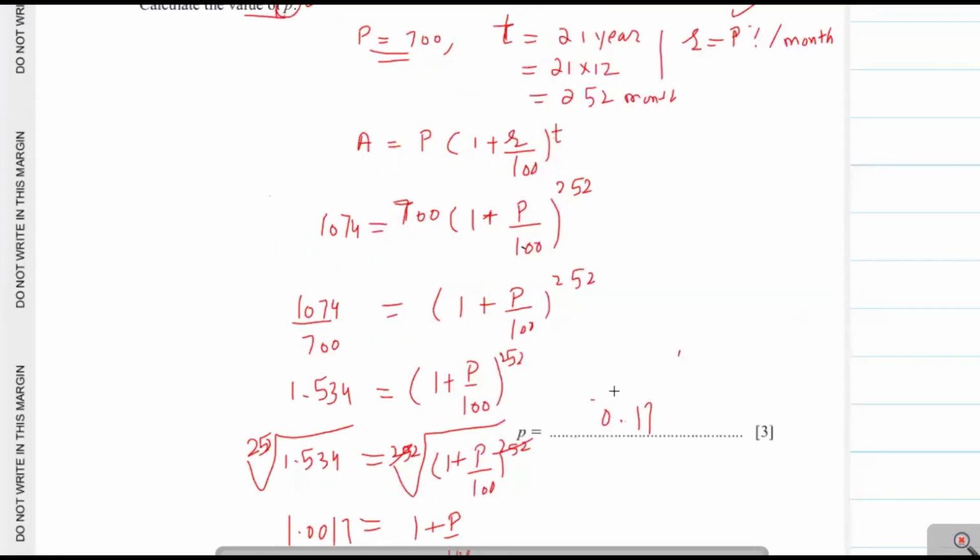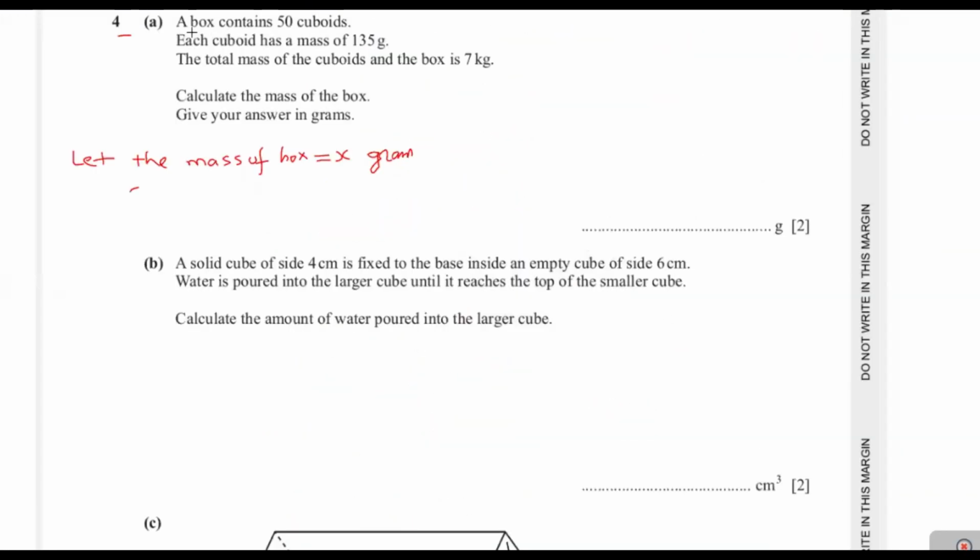0.17 is the answer. Question 4, part A, a box contains 50 cuboids. Each cuboid has a mass of 135 gram. The total mass of cuboids and box is 7 kg. Calculate the mass of the box. Give your answer in gram.